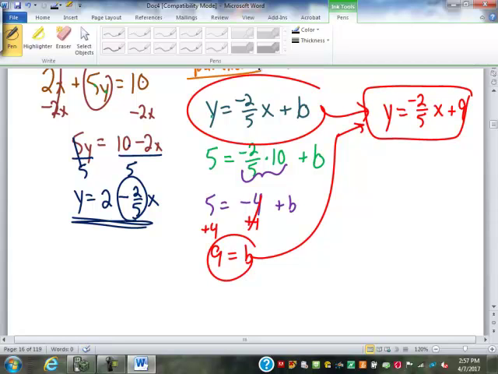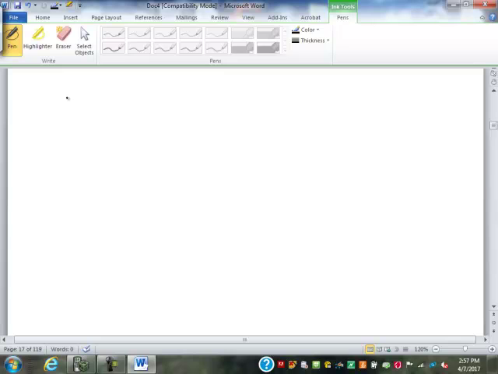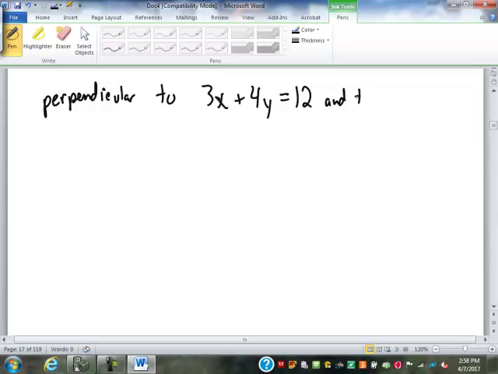So sometimes we're going to have to rearrange the original equation to make it usable to find the slope. So again, find the equation of a line that is perpendicular to 3x plus 4y equals 12, and through 6, 7.